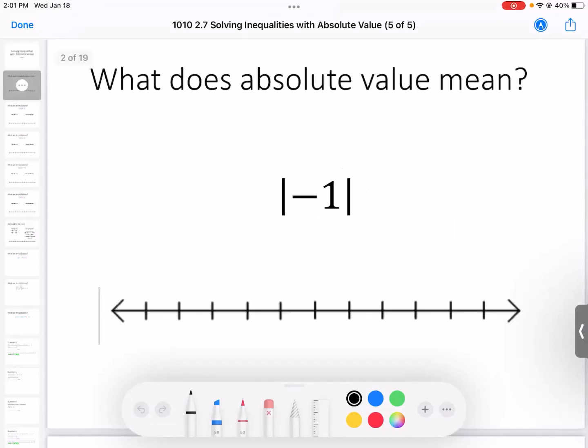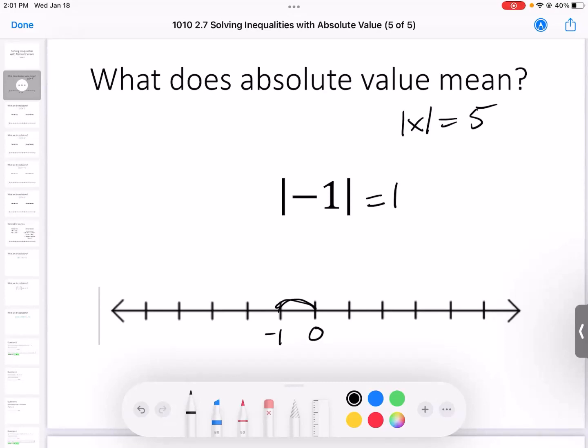So as a reminder, absolute value is the distance away from zero. Like the absolute value of -1 equals 1, because on a number line, -1 is 1 unit away from zero. So when we solve equations with absolute value, like the absolute value of x equals 5, you're going to have two solutions because there are two numbers that are 5 units away from zero. They're specifically x equals 5 and x equals -5.